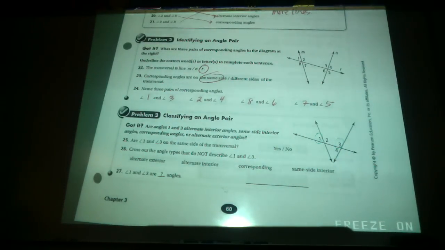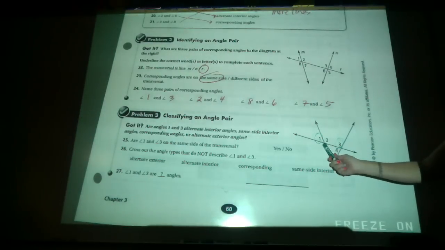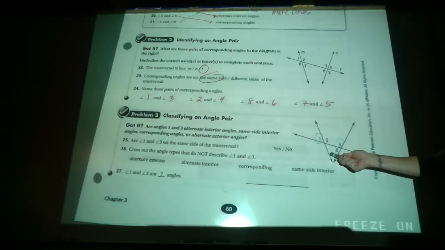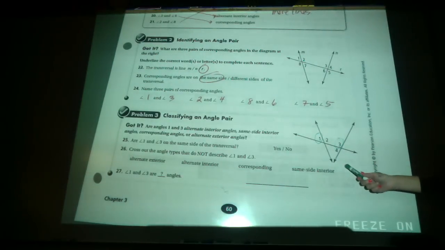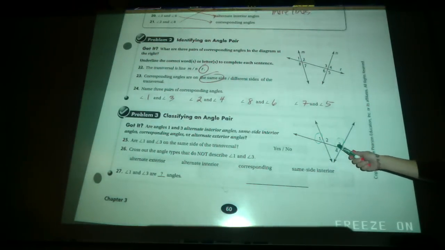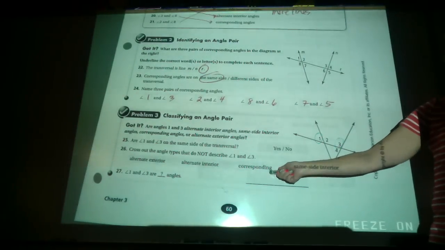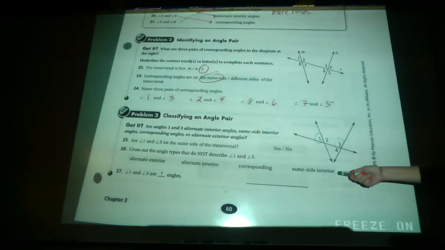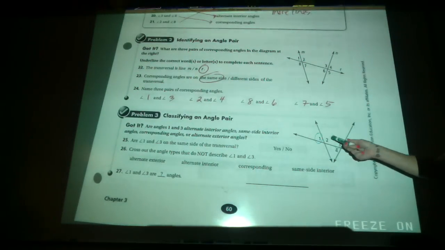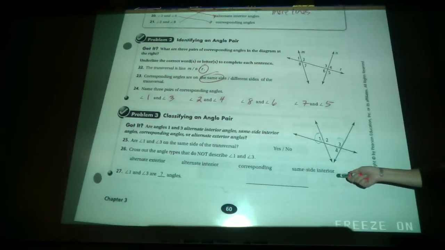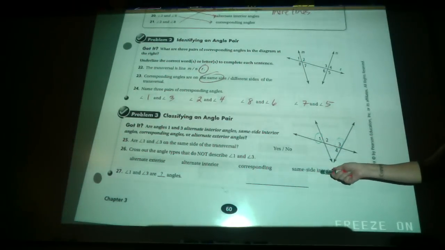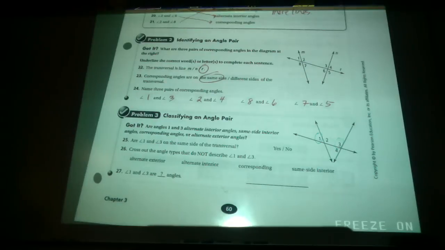Are they corresponding, same position? Out of this group of angles, and you only see 2 out of the 4, this is in the upper left, and you only see 2 out of the 4 here, but this would be in the upper left also for this group of angles, so that does match corresponding. Are they on the same side of the transversal? But are they both interior? No. So that one's crossed out. So then that kind of answers question 27. Angle 1 and angle 3 are corresponding angles.